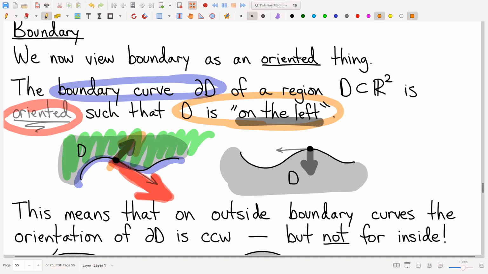If I went the other way, if I went this way, there's nothing on my left. The meadow's on my right. Different. So whichever way you have to go to put the region on your left, that's what we mean by the oriented boundary.